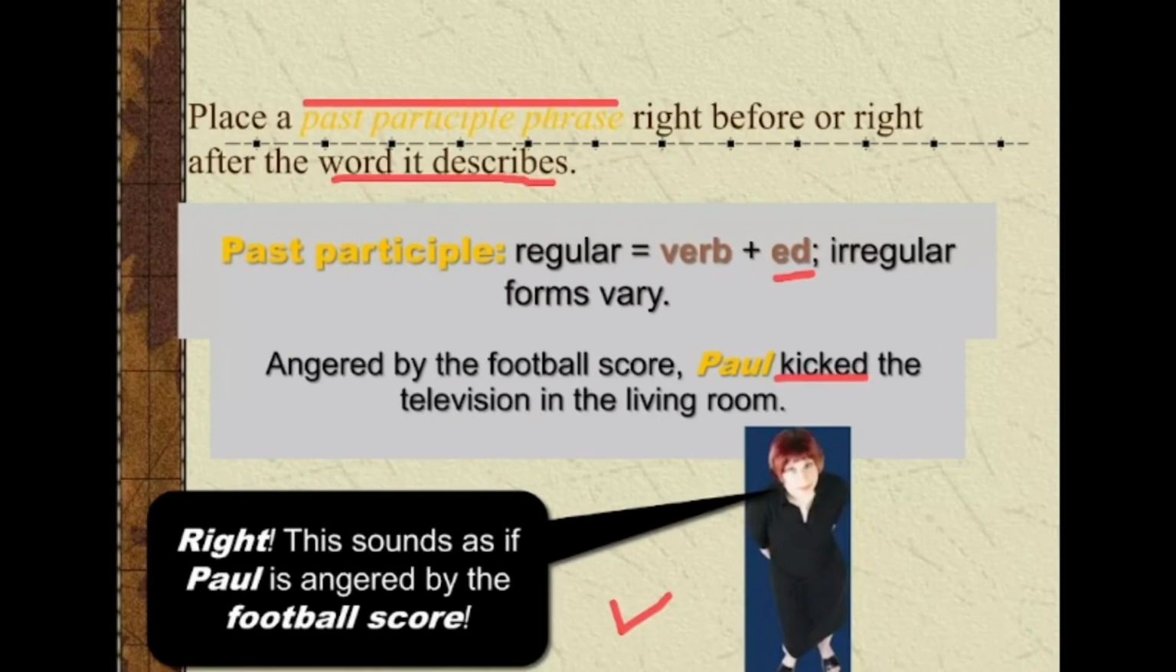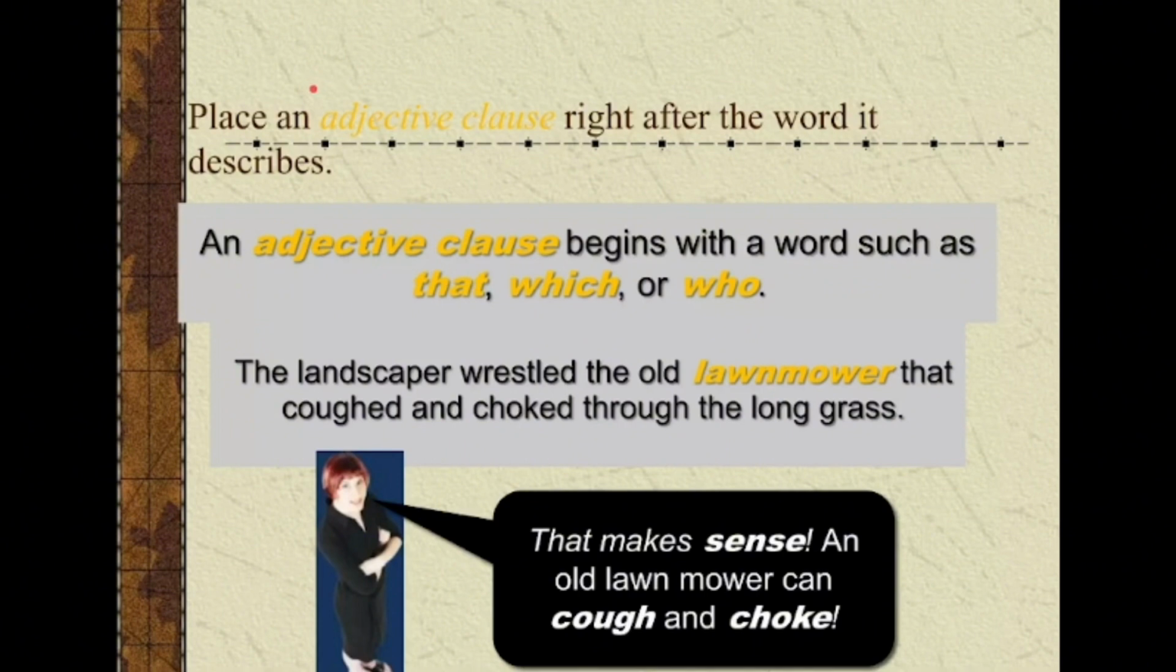Also, one we saw is past participle. Another we can use is adjective clause. An adjective clause begins with a word such as that, which, who. Who is for a person, which for something else. So place an adjective clause right after the word it describes. The landscaper wrestled the old lawn mower that coughed and choked through the long grass.